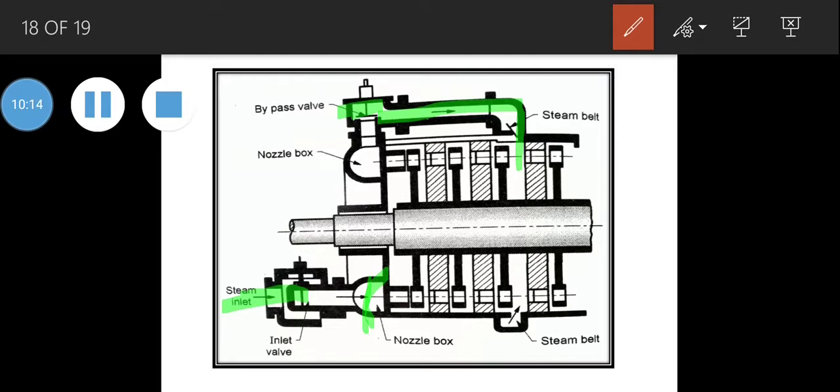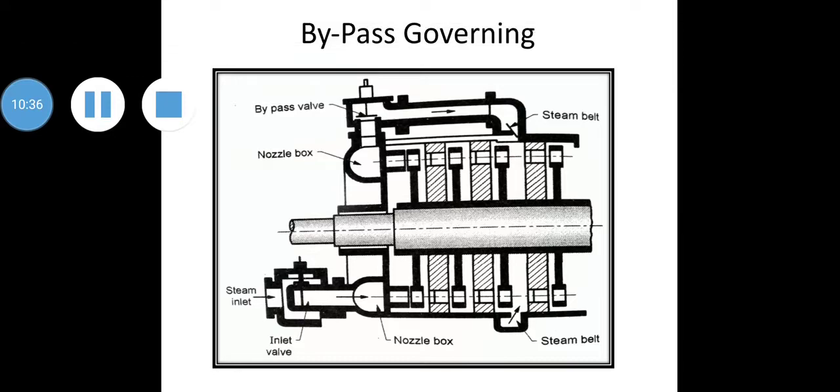So over here, as the load of the turbine decreases, the bypass valve closes. That means when the load decreases, this bypass valve will get closed. The bypass valve is also controlled by a speed governor. So we are able to control this bypass valve by using a governor. So this is all about the bypass governing process.